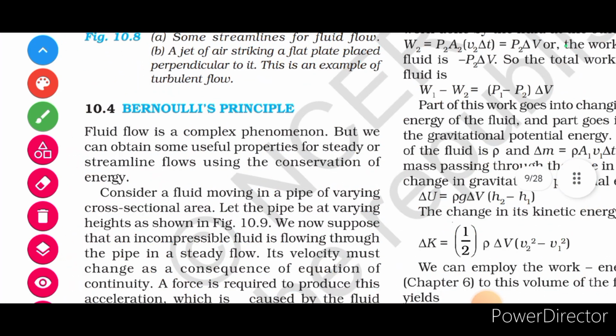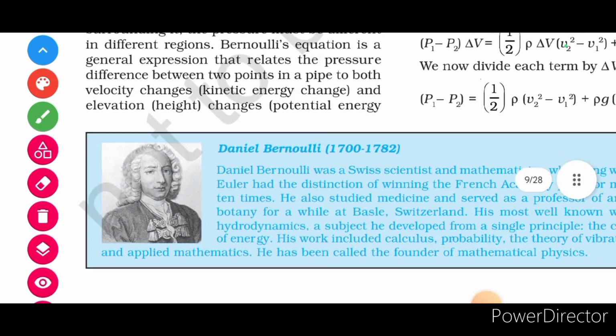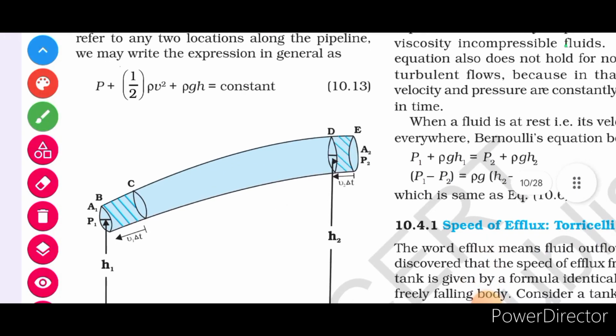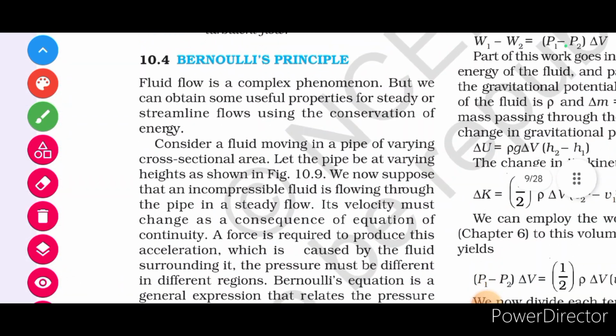Fluid flow is a complex phenomenon, but we can obtain some useful properties for steady or streamlined flows using the conservation of energy. Consider a fluid moving in a pipe of varying cross-sectional area. Just as I told you, this is the pipe we are talking about. The area is a1 at this point and a2 at this point. Now further, let the pipe be at varying height as shown.